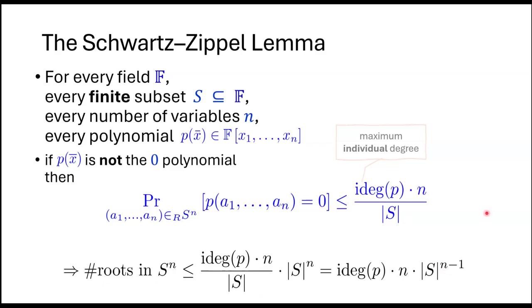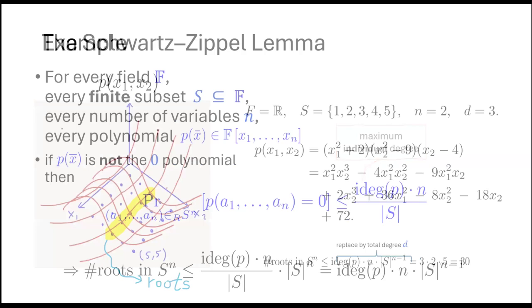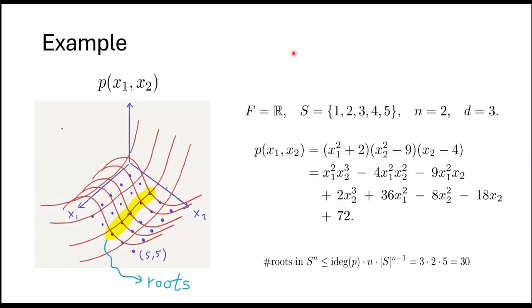Now there are other versions with a total degree. I will mention this later. But this is one version, and it's sufficient in most cases, I believe, in applications in complexity. Sometimes you consider replacing this by the total degree, D. So let's look at this example.